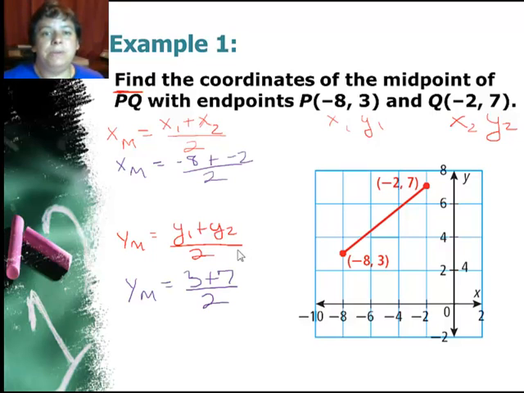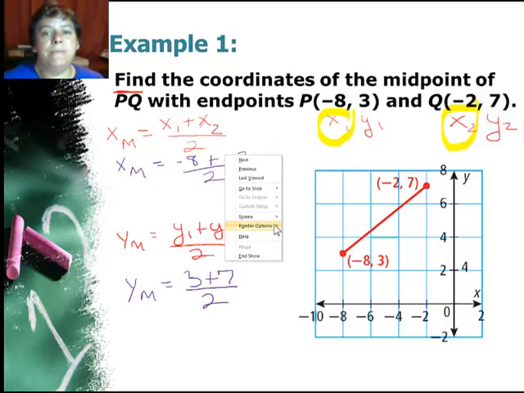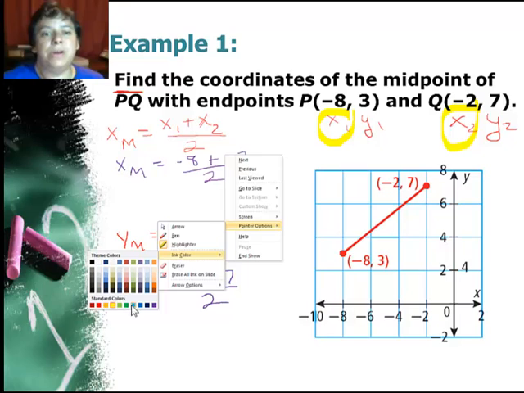Now I'm going to substitute and put in the -8 for x. Notice how the x's, let me go ahead and highlight these for you, notice how the x's are first. So I'm going to use the first value from each coordinate pair for this first equation. So -8 and -2 go in here. And then, let me change the ink color here.